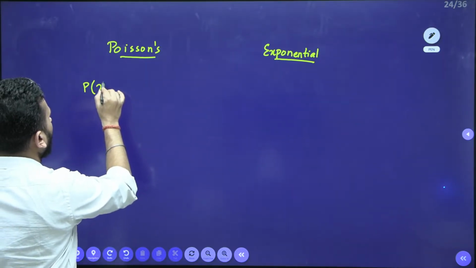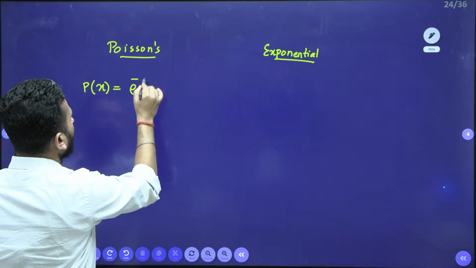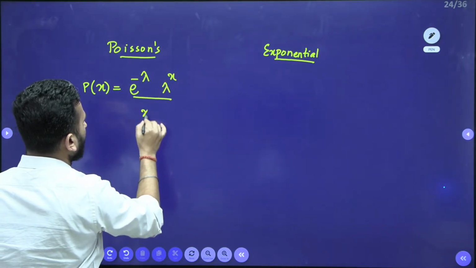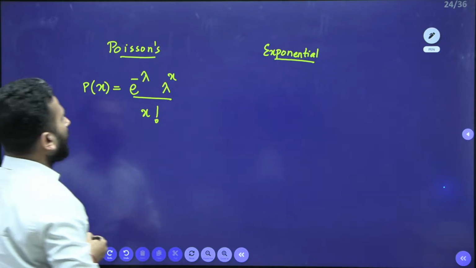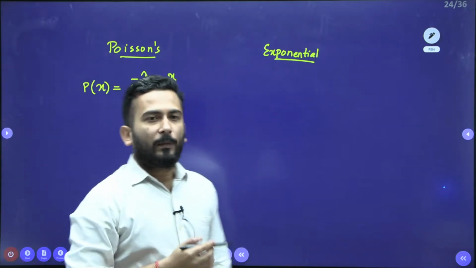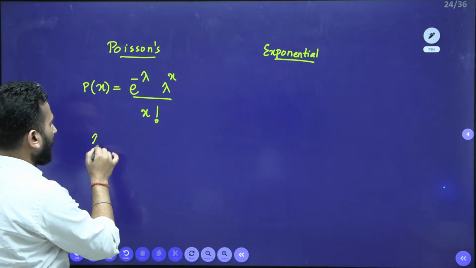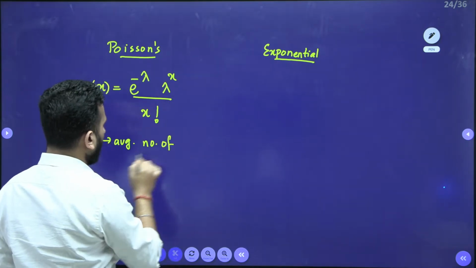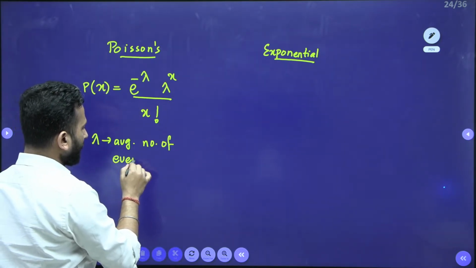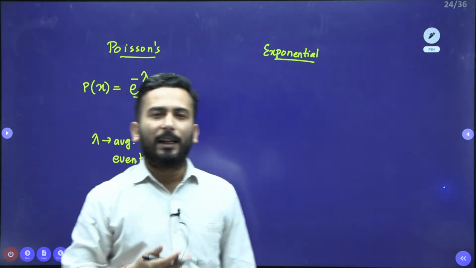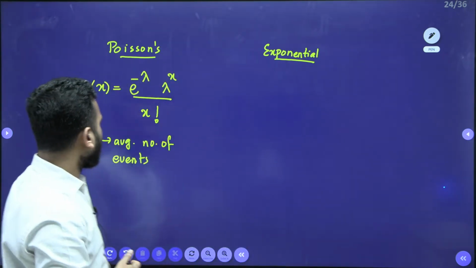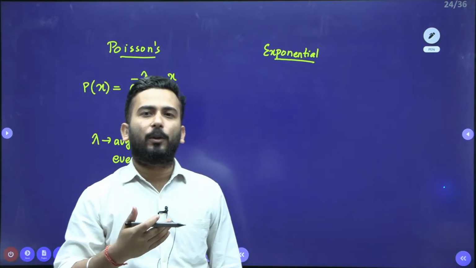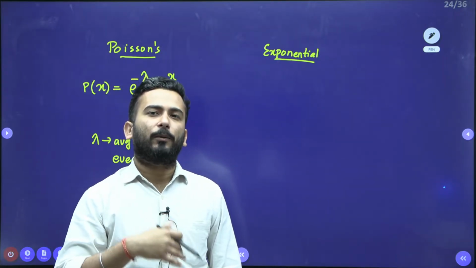My dear friends, what is Poisson distribution? The probability for any x is given as e raised to minus lambda, lambda raised to power x, divided by x factorial. What is lambda? Lambda is the average number of events; in this case it will be arrivals, the average number of arrivals. And x gives the probability for 2 arrivals, the probability for 3 arrivals, the probability for 4 arrivals, whatever it is.